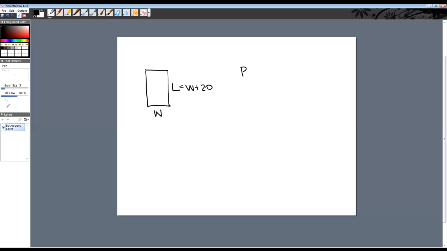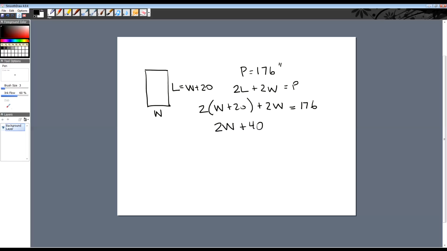So the total perimeter is 176 inches. If the perimeter is 2L plus 2W equals the perimeter, and the L is the width plus 20, we can solve this in terms of one equation with one unknown. So 2 times (W plus 20) plus 2 times W equals 176. Combine the like terms. 4W plus 40 equals 176. Subtract 40 from both sides.